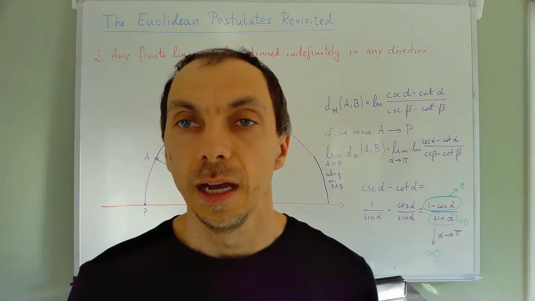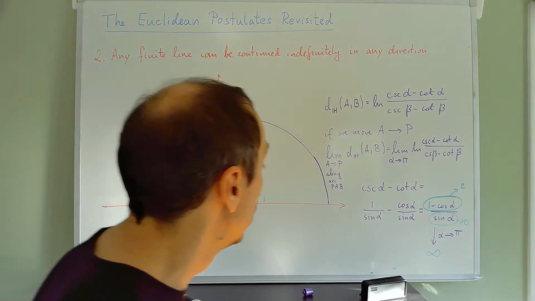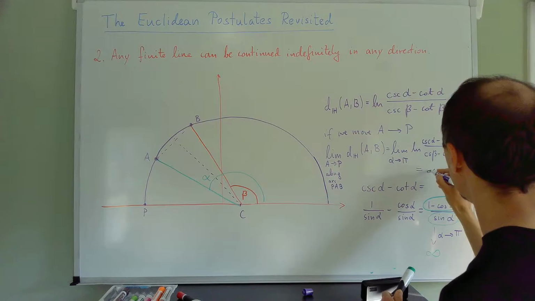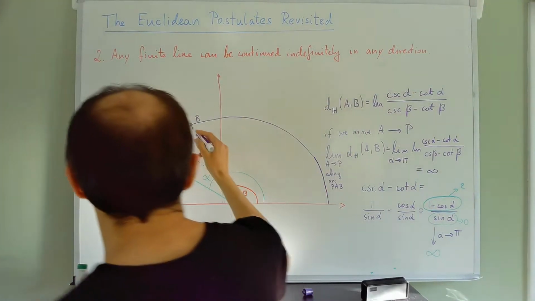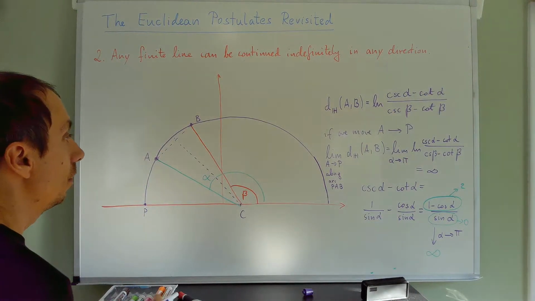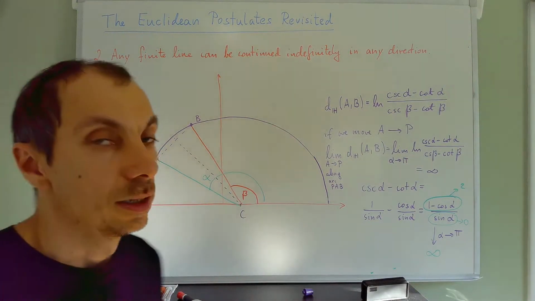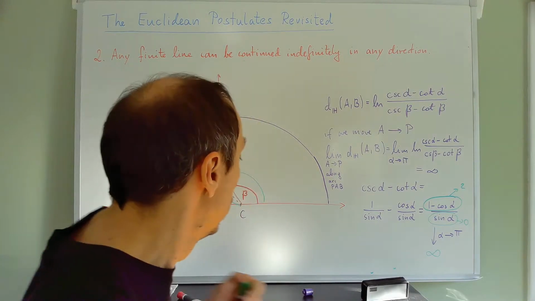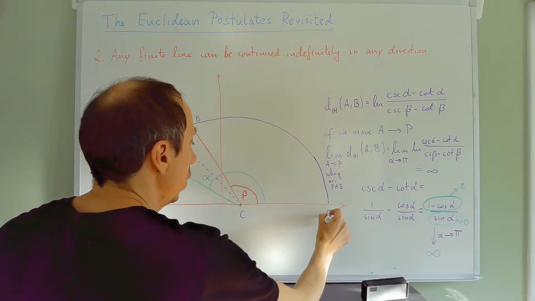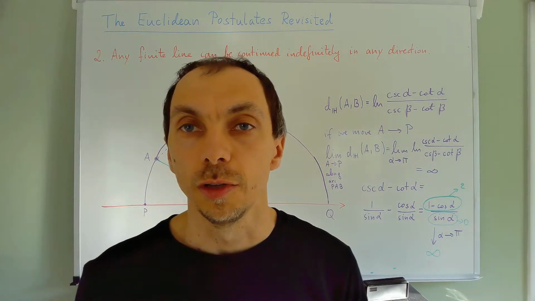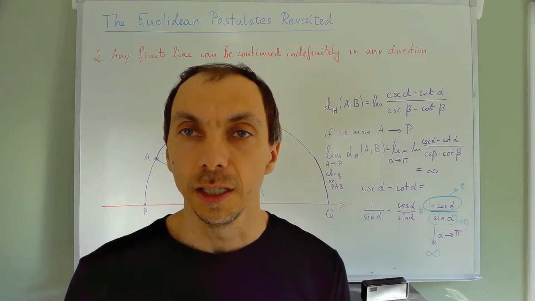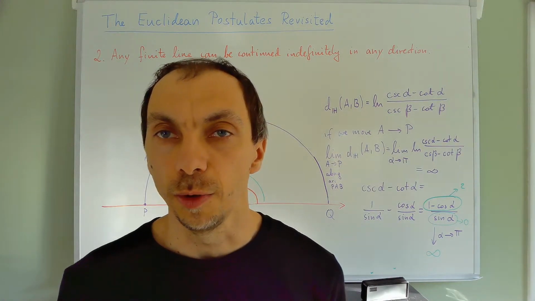So as alpha approaches pi, this limit goes to infinity. So indeed, this geodesic extends indefinitely in this direction. I'll leave it to you to check that if you keep moving B towards this next point of intersection, let's call it Q here, that limit also gives you infinity. So indeed, you can actually extend a finite geodesic indefinitely in both directions.